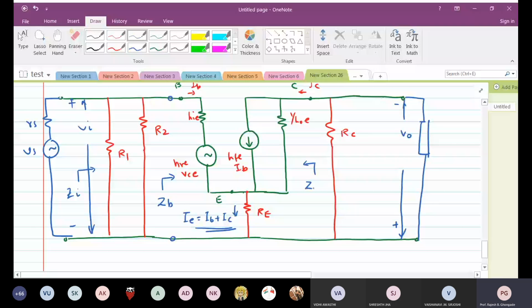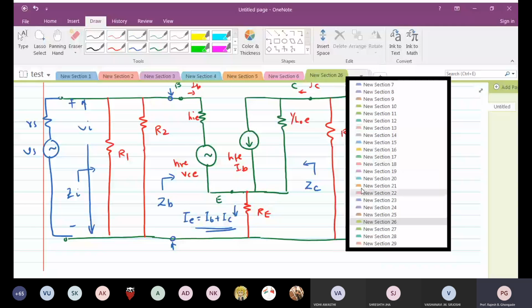Now between these two points, I am having this additional thing over here in series with HIE. You getting this? So even if we ignore this HRE, we see this RE is going to come into picture. So for that, we have to see some derivation. Let us do that.